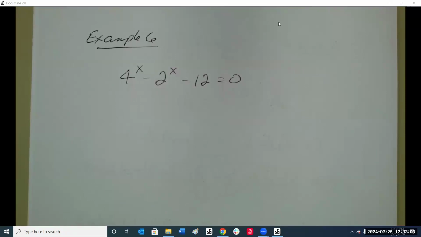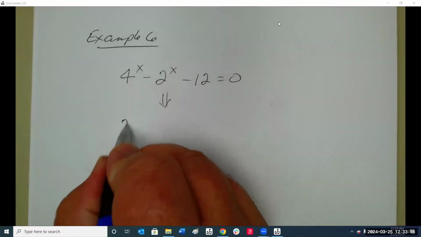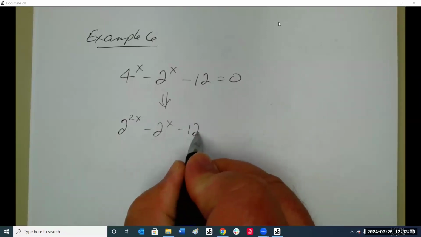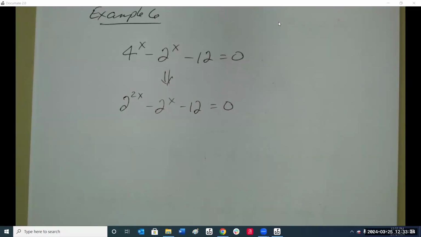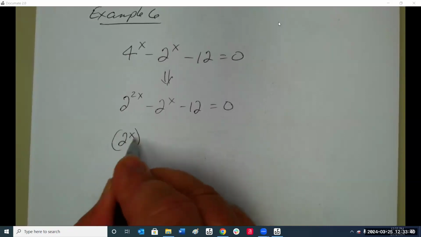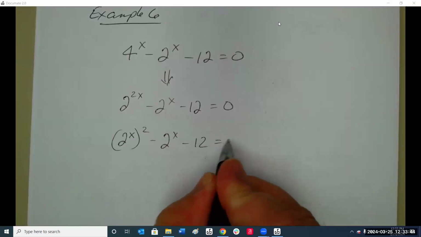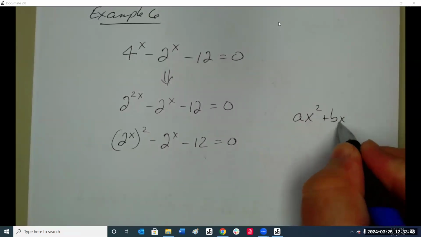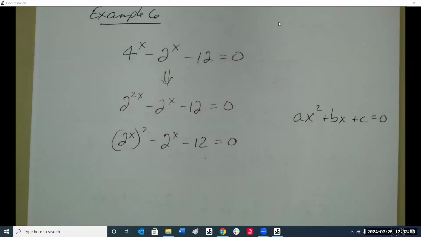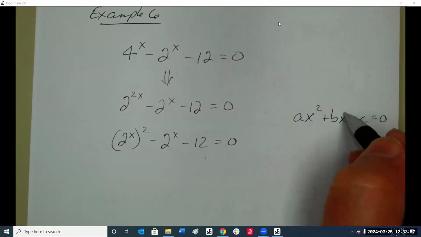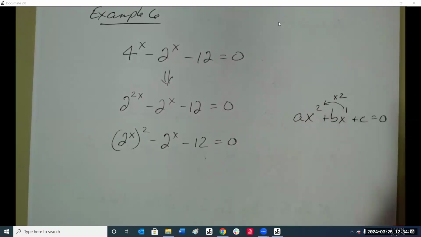Similar to this, but we could have solved it another way. But notice this one is quadratic in form. Because 4 is 2 squared. So this is 2x squared. Remember, quadratic in form is like this, if the exponents are doubled.